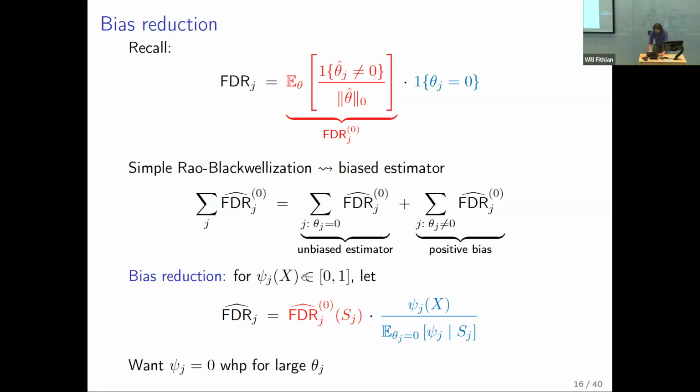And so that brings us to our idea of bias reduction. Instead of just stopping at this estimator, to estimate this term, we're going to multiply it by something that has expectation 1 under the null, and hopefully expectation close to 0 under the alternative. So we're going to have this psi j, and we want it to be 0 with high probability. If theta j is demonstrably non-null, we want to be able to kill this term with high probability. And if we don't kill the term, then we have to basically divide by something so that we lose it.